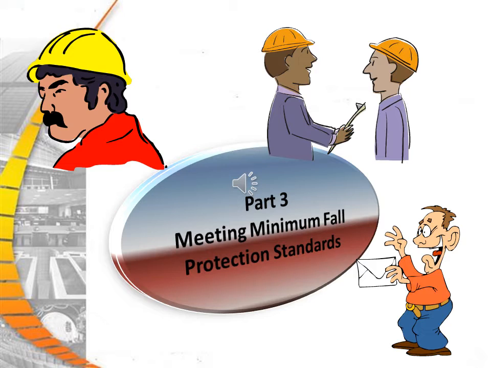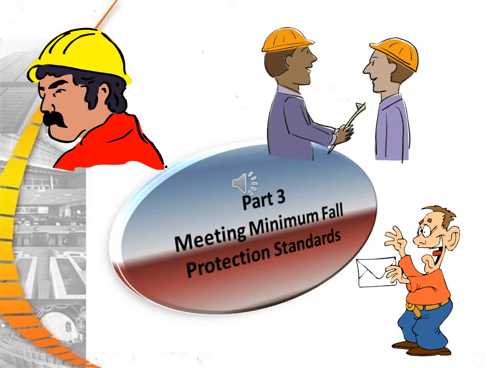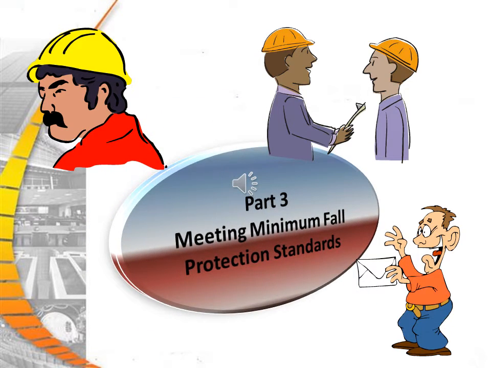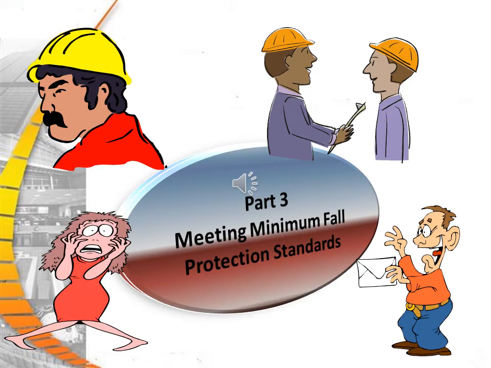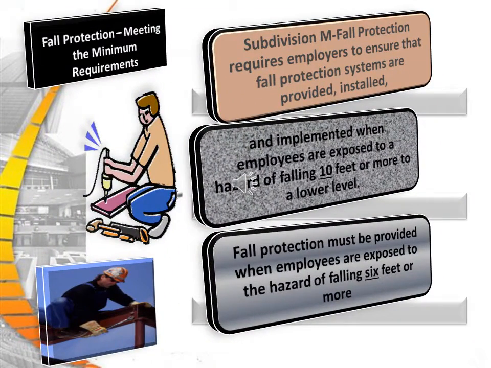Part 3. Meeting minimum fall protection standards. Subpart M requires employers to ensure that fall protection systems are provided, installed, and implemented when employees are exposed to a hazard of 10 feet or more to a lower level. Fall protection must be provided when employees are exposed to a hazard of falling 6 feet or more.